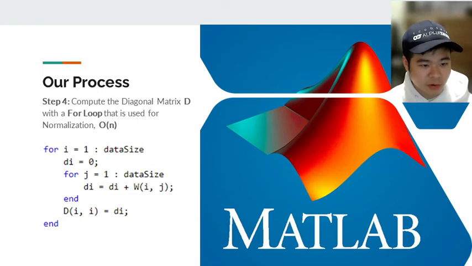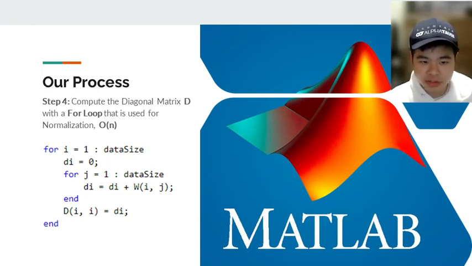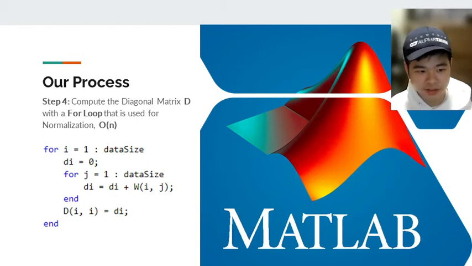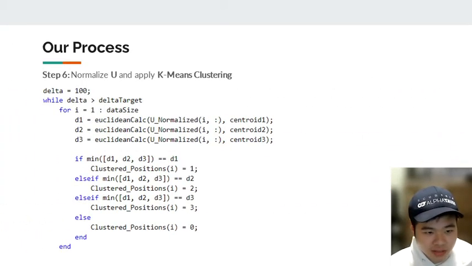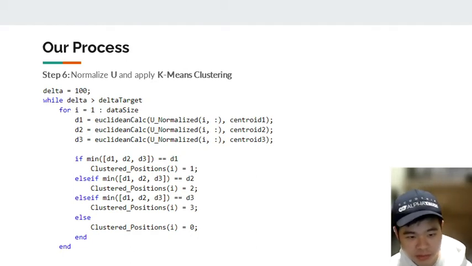Moving on, in step 4, we calculate our diagonal matrix that will be used to normalize the similarity matrix using a single for loop, since we only care about the diagonal entries of the matrix, and we will leave all other entries 0. And in step 5, we find the top 3 eigenvalues and corresponding eigenvectors, and then we concatenate the eigenvectors into a new matrix U. We then normalize the rows of this new matrix U to give each row unit length.